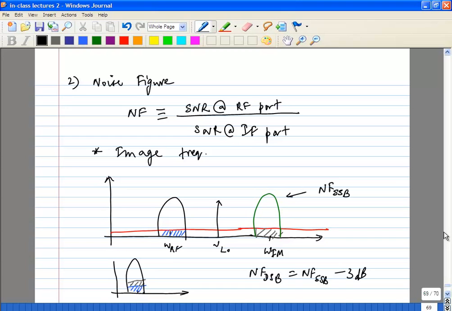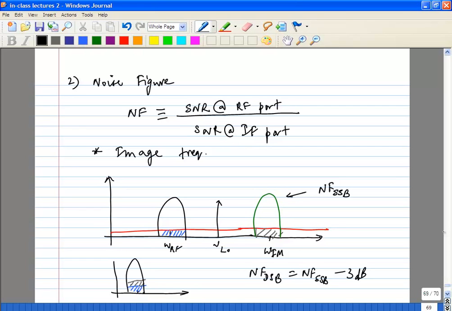So assume your mixer is noiseless. In fact, in this figure we have not even shown where the mixer noise is, or where the noise coming from other circuits is. But assume that the input broadband noise is like this, and that you are considering the double sideband case. So you have an RF signal here, you have an RF signal here, and the mixer is completely noiseless. What is the SNR at the input? You have some SNR at the input. What is the SNR at the output if the mixer is completely noiseless? Same as the SNR at the input.